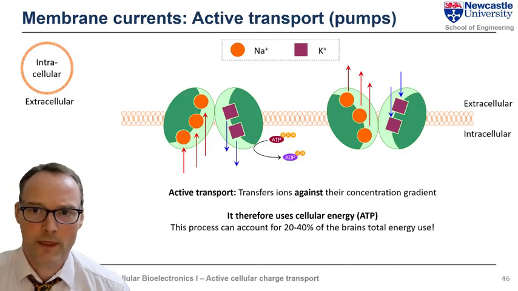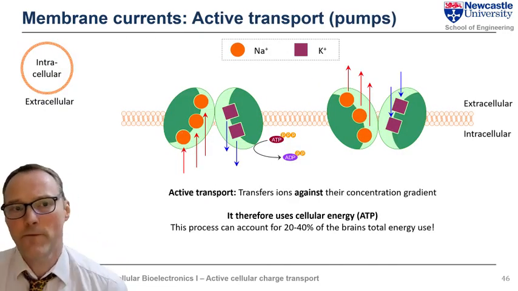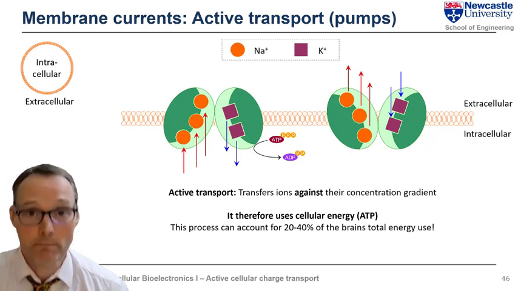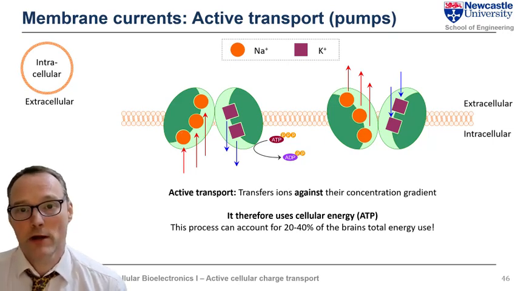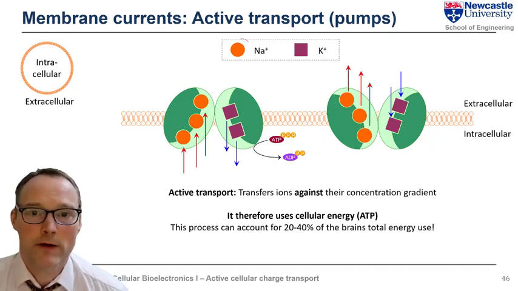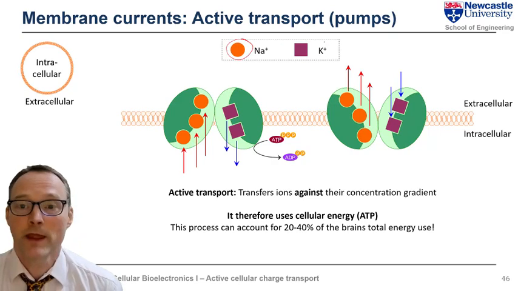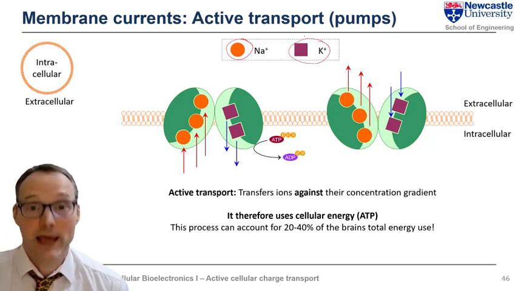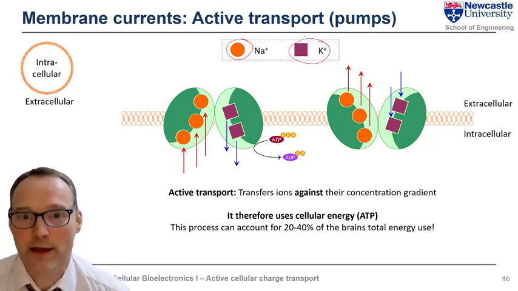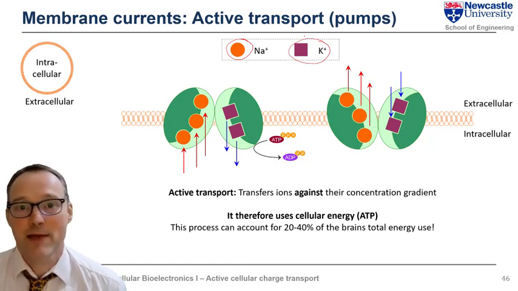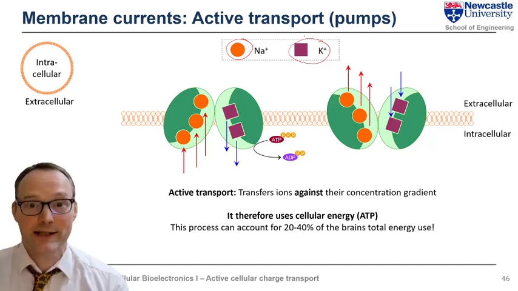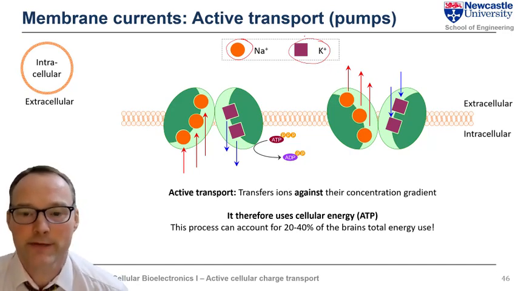So the final form of transport across the membrane are what are called pumps. Pumps allow traversal against the gradient. And what pumps tend to do, they pump sodium out of the cell and they pump potassium into the cell. Now, because this is against a gradient, this requires additional energy in the same way that it requires energy to lift you up a mountain, to go against gravity or against the gradient.